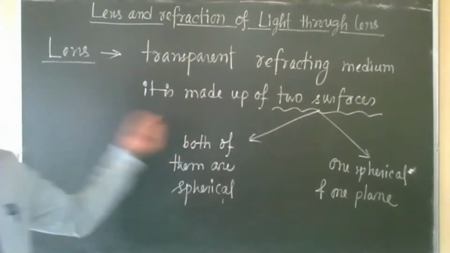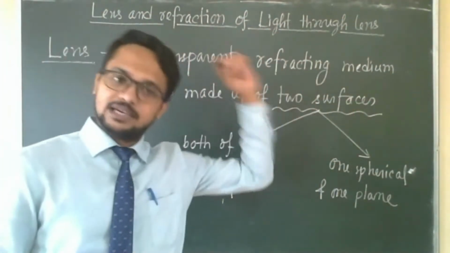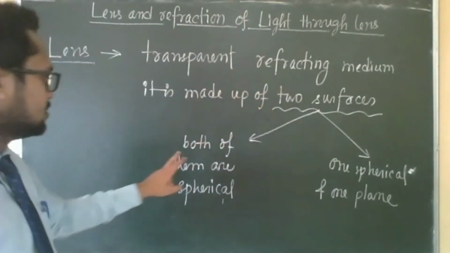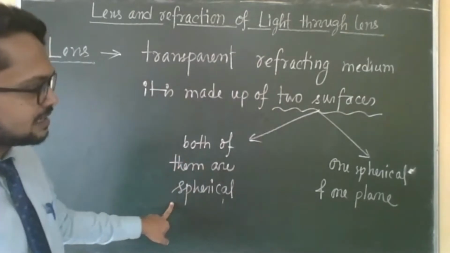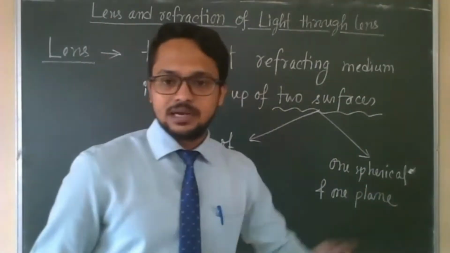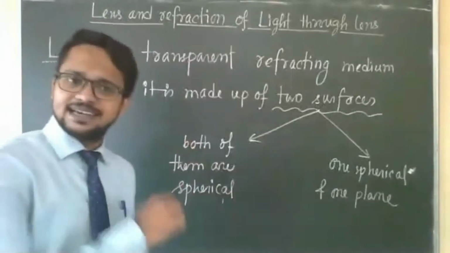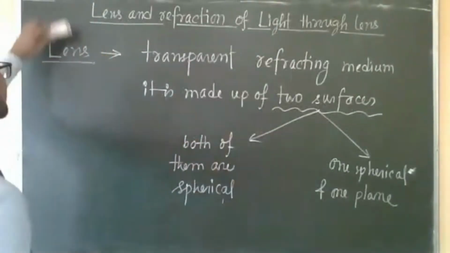So what is a lens? It is a transparent refracting medium where light will refract. It is made up of two surfaces. Between the two, both may be spherical, or you can get one spherical and one plane. We'll see how light refracts and the ray diagrams, everything one by one.